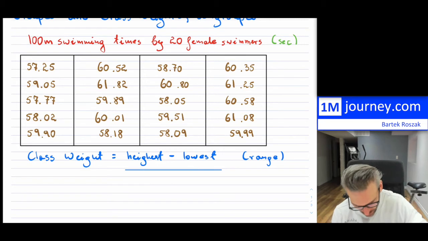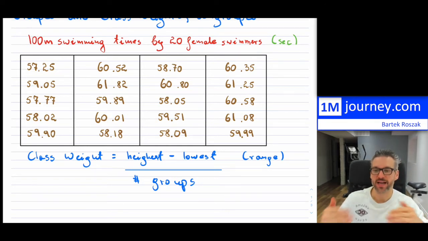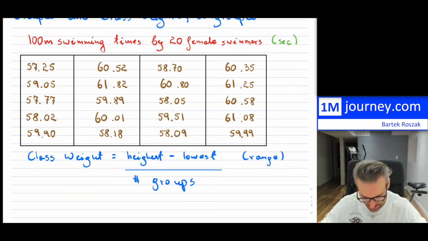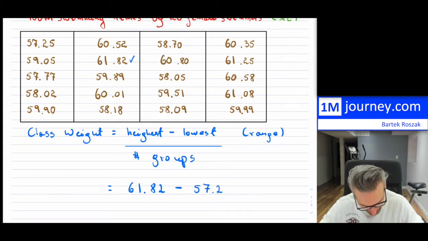Let me write here: groups. So that's the general formula, where this is the number of groups that you want to have. And once I find this class weight, you'll see what these groups actually mean. Again, I'm just showing it to you by example. Here my highest data point, if you look at this data, is 61.82. My lowest data point, right here, is 57.25. So that's my range.